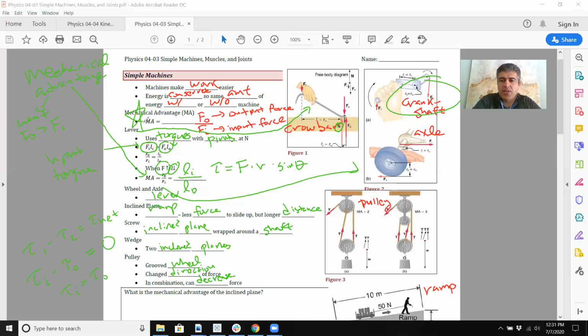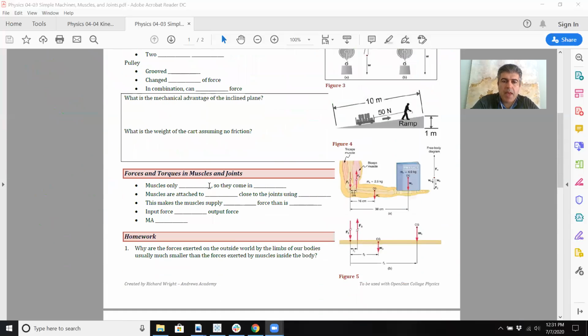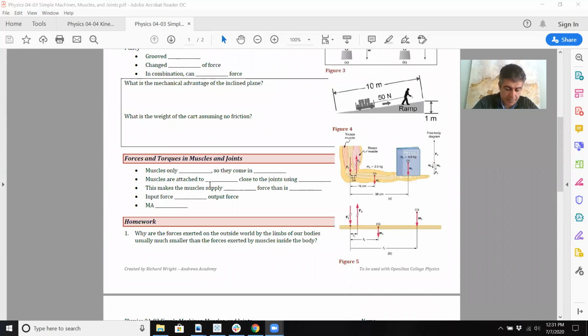And there's a lot of ways you can actually create a situation where you have more output force than input force by using a lot of these different simple machines. If you look at one example down below, what is the mechanical advantage of the inclined plane here? So again, all you're doing is output force over input force.